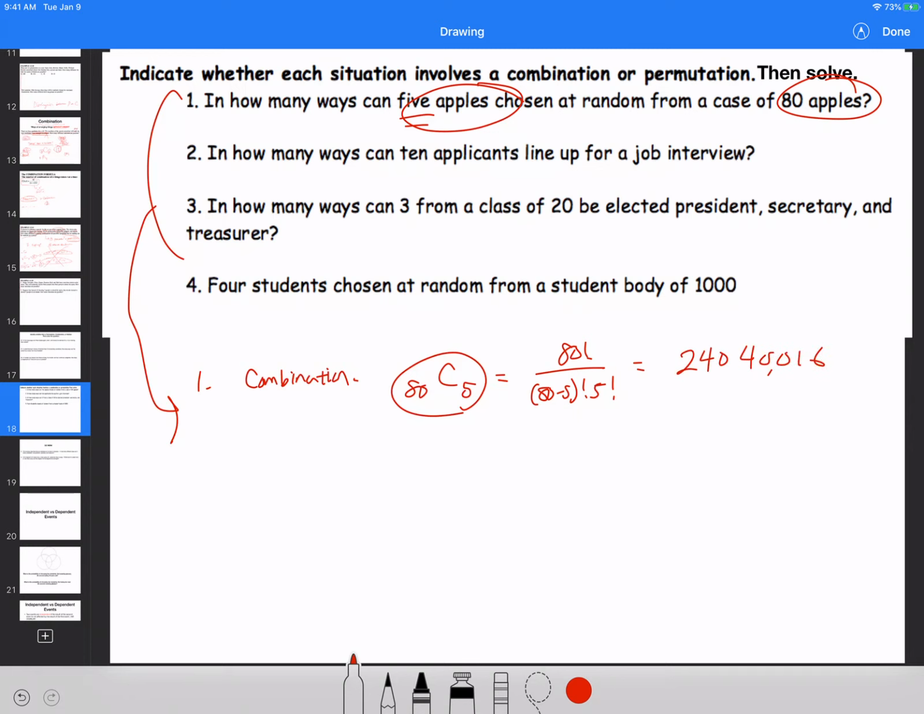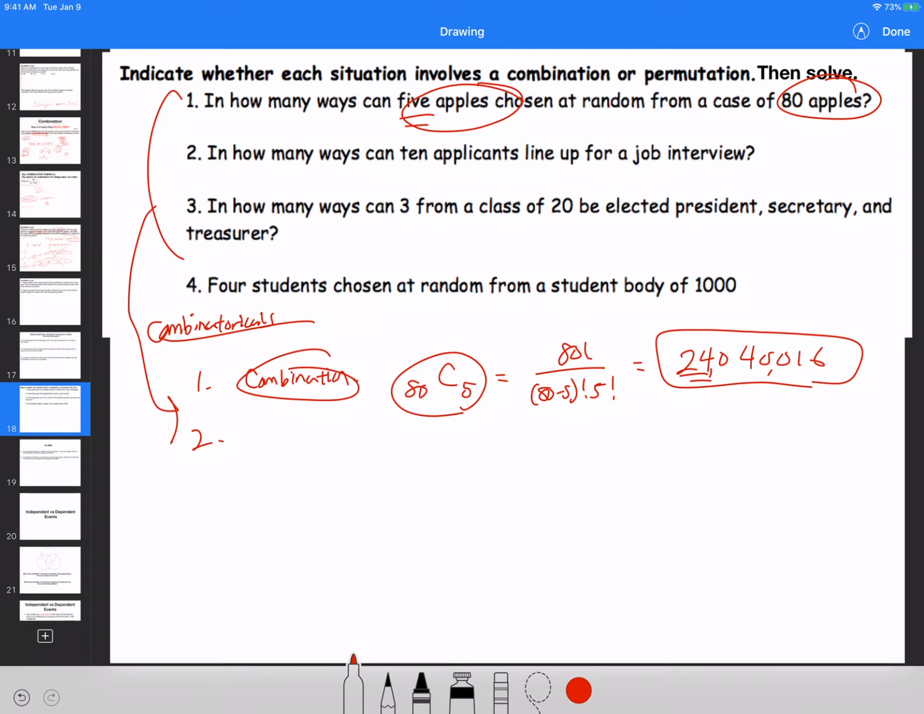It's giving me a total of 24,040,016. Now, sometimes if you get a really, really big number, like 24 million, for example, you might be doubting yourself as to whether this is the right way to do it. But in most cases, these are what we call combinatorics topics. You will see big numbers from time to time. And don't panic, because it happens.